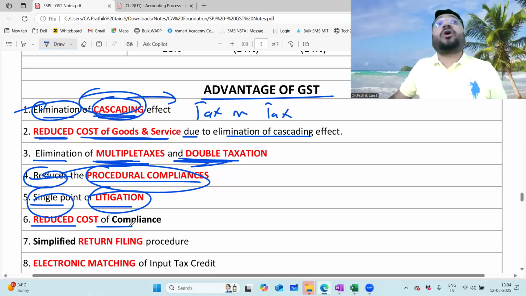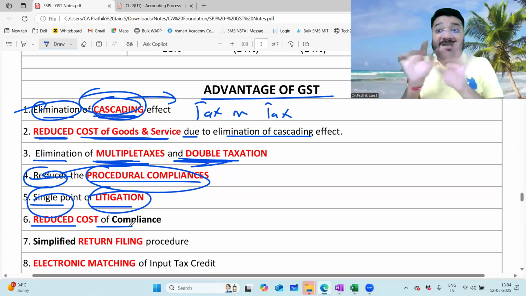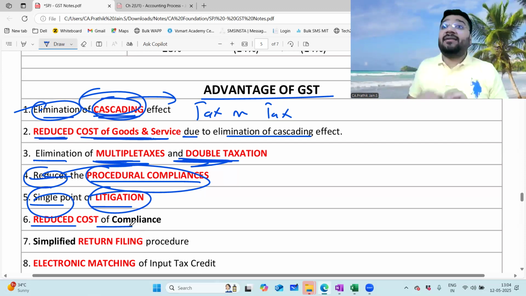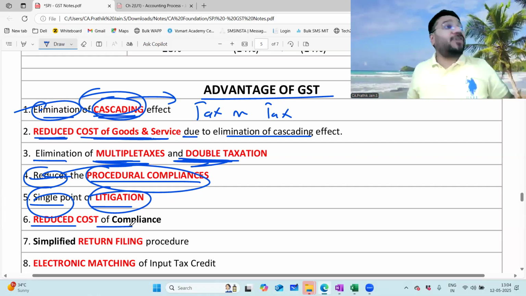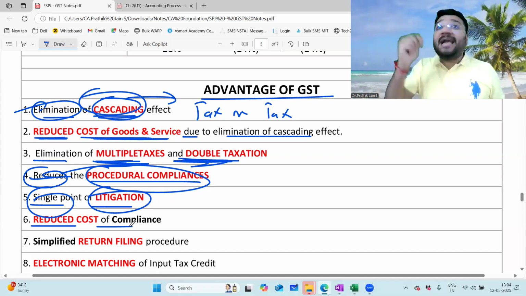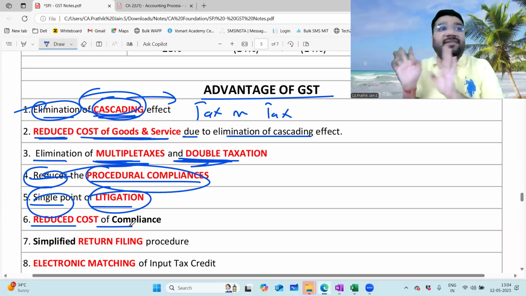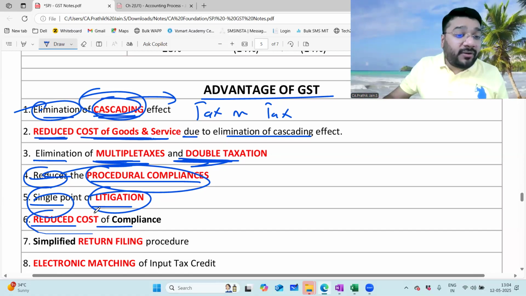Reduced cost of compliance. Pay separate filing fees for excise. For filing excise returns, separate charge. For VAT return I file, separate charge. For service tax return, separate charge. For customs duty return, separate charge. So multiple charges the client was paying. Now he has to pay only one single fee called GST filing fees. So the cost of complying with the taxes got reduced.